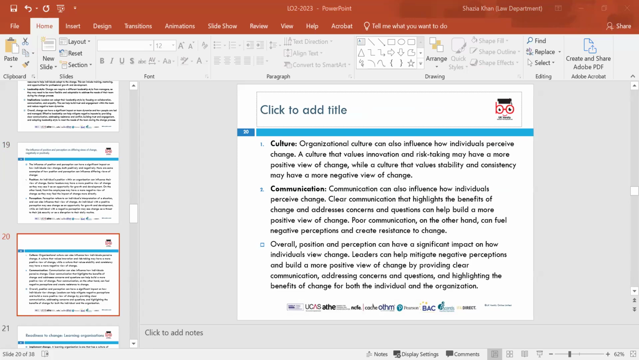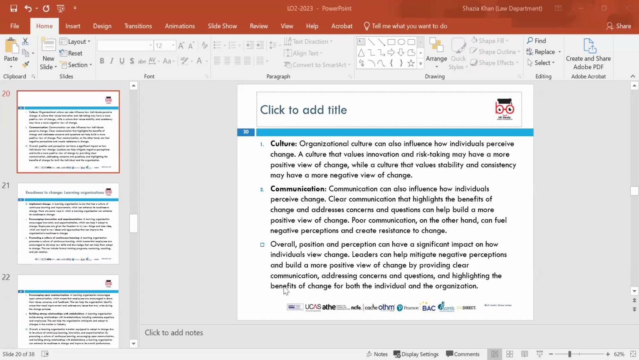Communication is another influence on how people perceive things. Communication is one of the most important things within an organization, because you need to communicate the changes to your employees and build a more positive view of them. Poor communication can lead to negative perceptions. If nothing is communicated to them properly, people are not going to want to implement it.